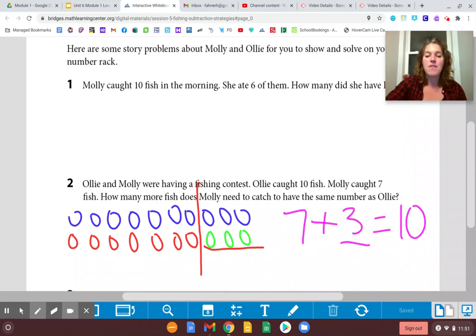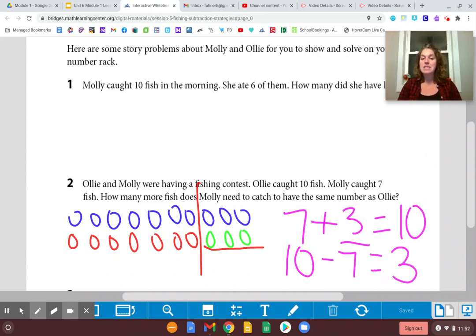Some of you might have thought, well, if Ollie has 10 and Molly already has 7, she would need still 3 more. 10 minus 7 equals 3. Both of those strategies will work. You can add on or count on to see how many more she would need. You could subtract to see what the difference is between the two, because that's how much she would need, the difference. Or some of you might have already known the fact in your head, well, I know that 7 plus 3 equals 10, so it has to be 3. Those are all strategies that you might have used.